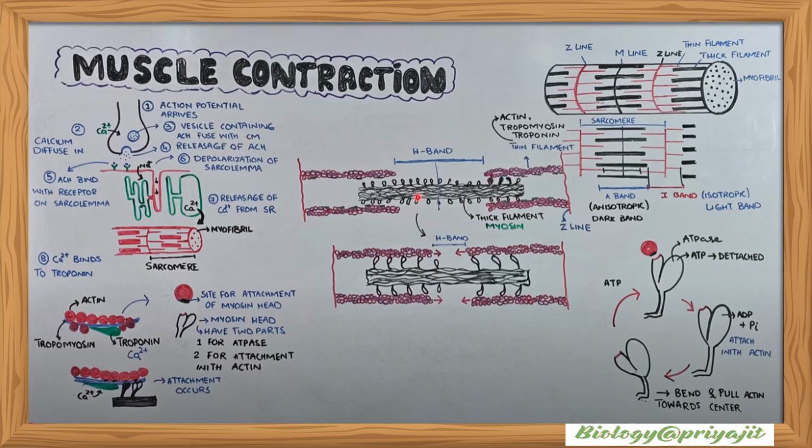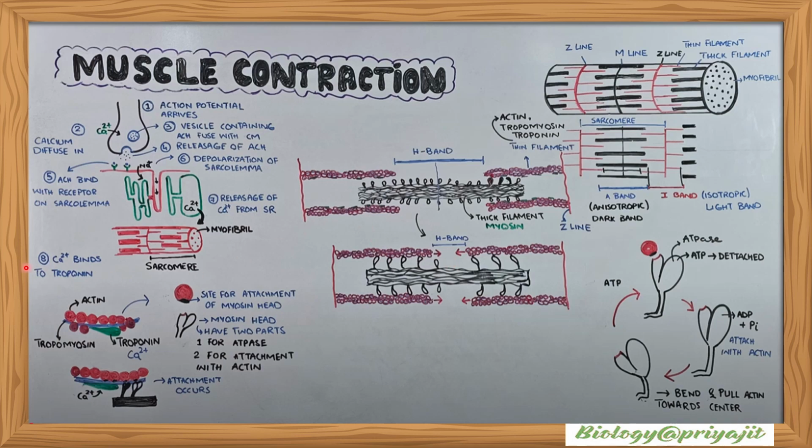So this is the thick filament, and it is made up of only one protein, that is myosin. These are the heads of myosin, and they bind with the actin protein. And what happens, the length of the H band decreases. The thin filaments from two sides move towards each other and overlap with the thick filament, sliding over each other, and this is the process of muscle contraction.